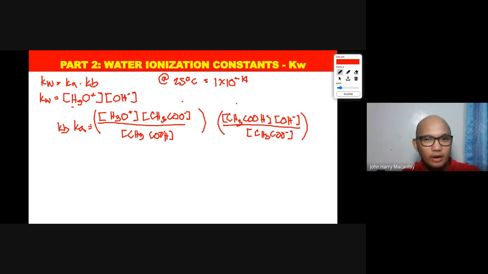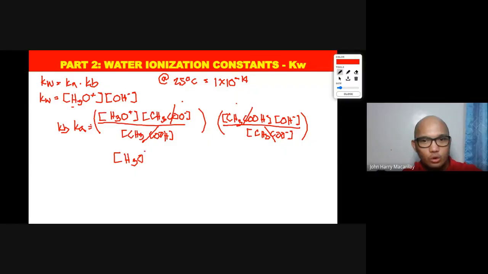So you have now an acetic acid on this side, so remove this one, and an acetic acid on this side, which is found on the numerator. So cancel. You also have an acetate ion that is found on the numerator of this side, and you also have an acetate ion that is found on the right side, which is found on the denominator. So remove those. What's left now is your hydronium ion concentration and your hydroxyl ion concentration.